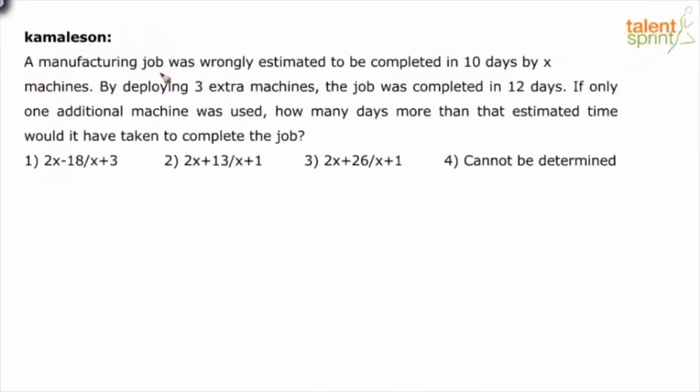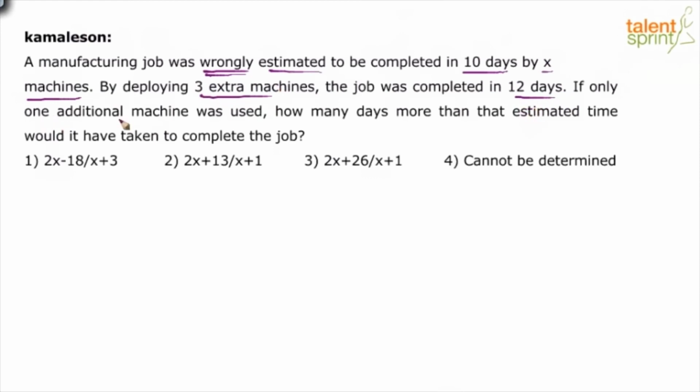A manufacturing job was wrongly estimated to be completed in 10 days by X machines, right? So very clearly there were X machines and it was estimated, right? And remember, wrongly estimated that it can be completed in 10 days by X machines, which means actually it cannot be completed in 10 days, right? By deploying 3 extra machines, the job was completed in 12 days. So when they use 3 extra machines, they could complete this job in 12 days. So instead of X, they have used X plus 3 and they could complete the job in 12 days.